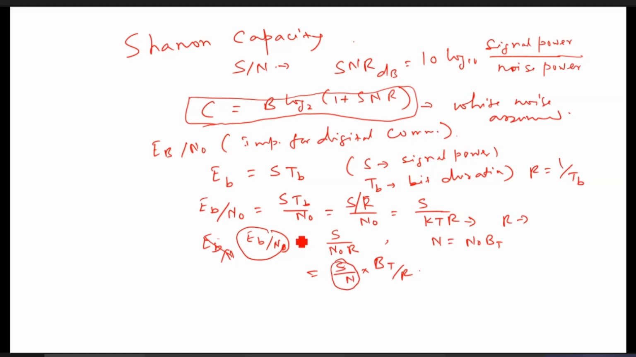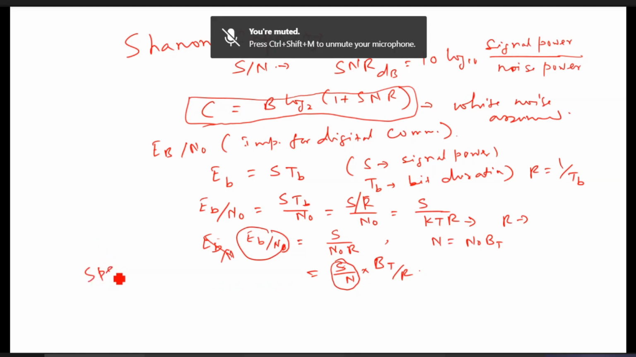Another relation that is important with this capacity, along with Eb by N0, is spectral efficiency. That is also used to determine the performance of communication systems. Spectral efficiency.